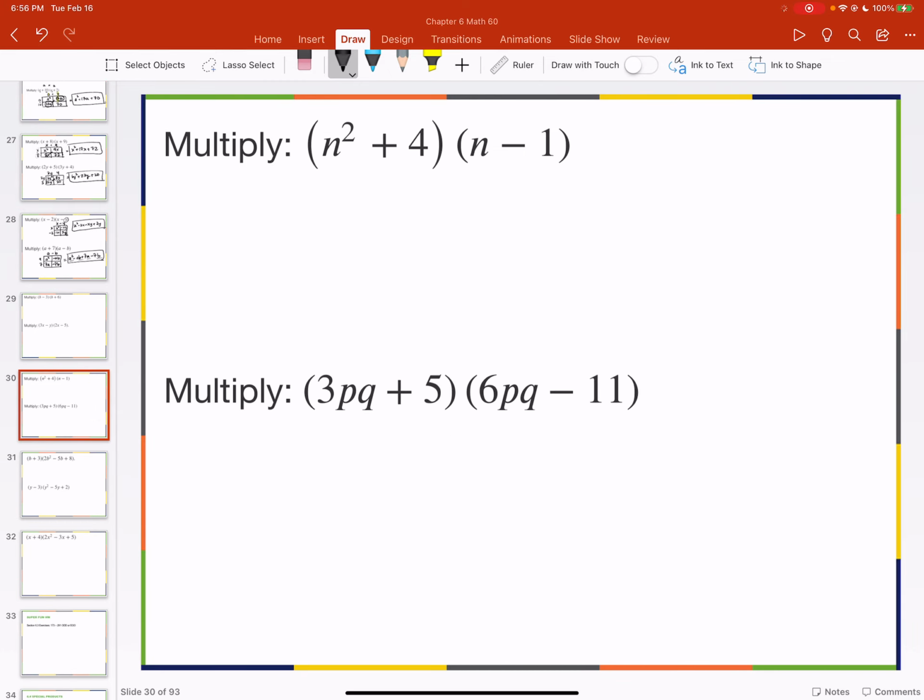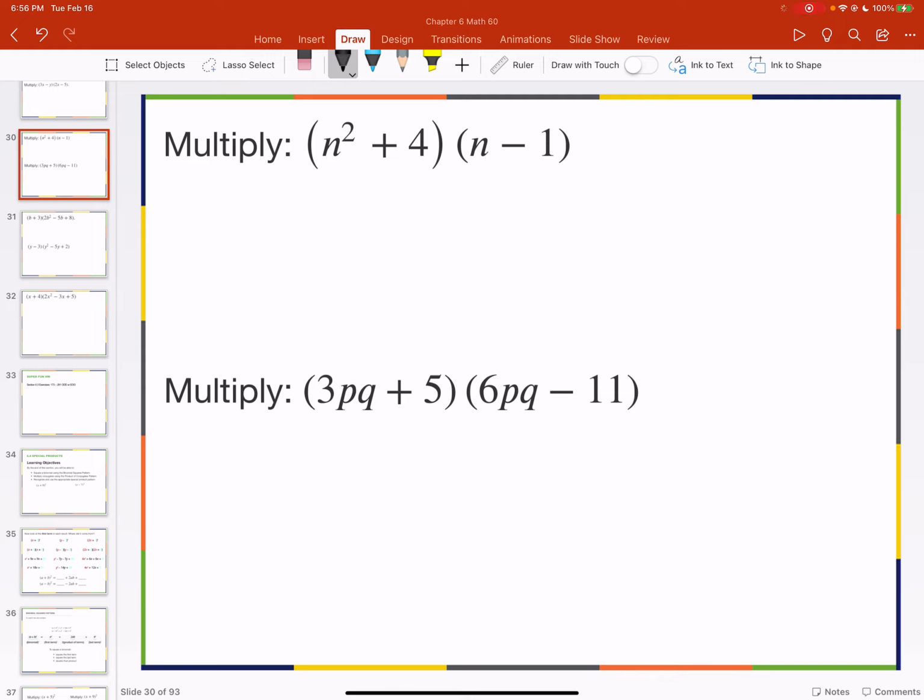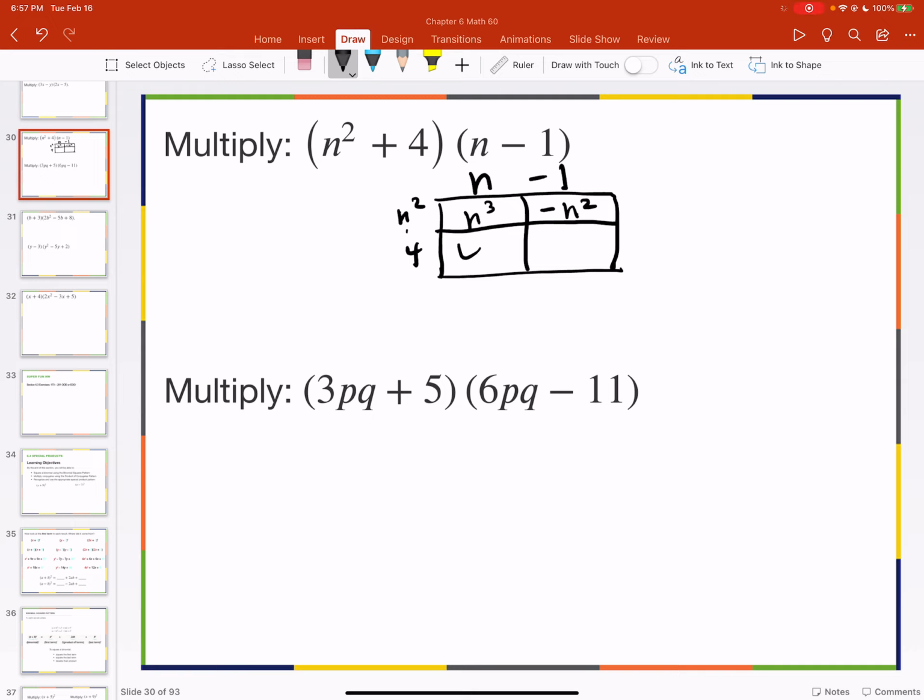Okay, let's do, I think we got that. Let's do something that has a square term in it. Okay, so still, this is a 2 by 2 box, but it has a square term. So n squared plus 4, n minus 1. So n squared times n is going to give me n cubed. N squared times negative 1 is negative n squared. N times 4 is 4n. 4 times negative 1 is negative 4. Again, there are no like terms, so you would write this in descending order. So n cubed minus n squared plus 4n minus 4, and you're done.